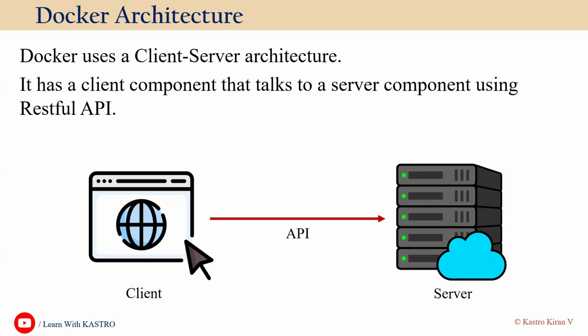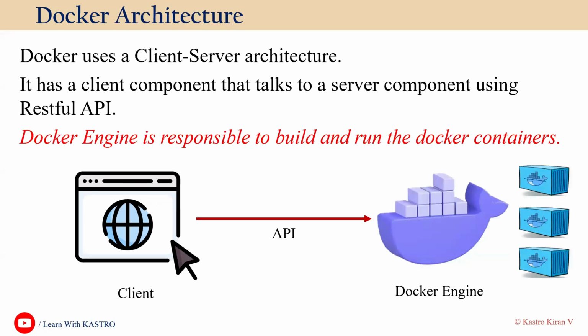Now, in the Docker concept, we will not have a server. Instead of a server, we will have the Docker engine. By using the Docker engine, we are going to build the Docker containers and run those Docker containers on top of the host operating system. So Docker always follows the client-server architecture. The client will be there and a server will be there. But in the place of the server, we have the Docker engine.